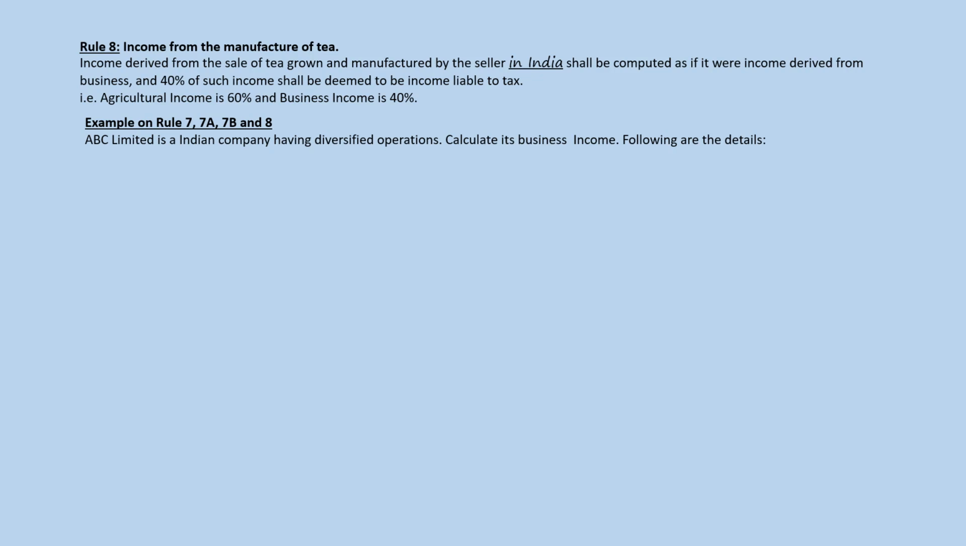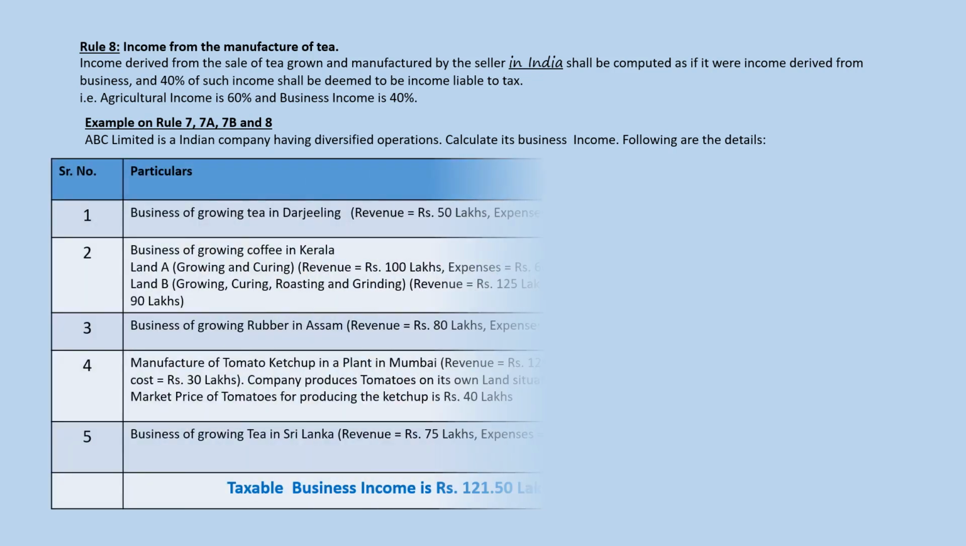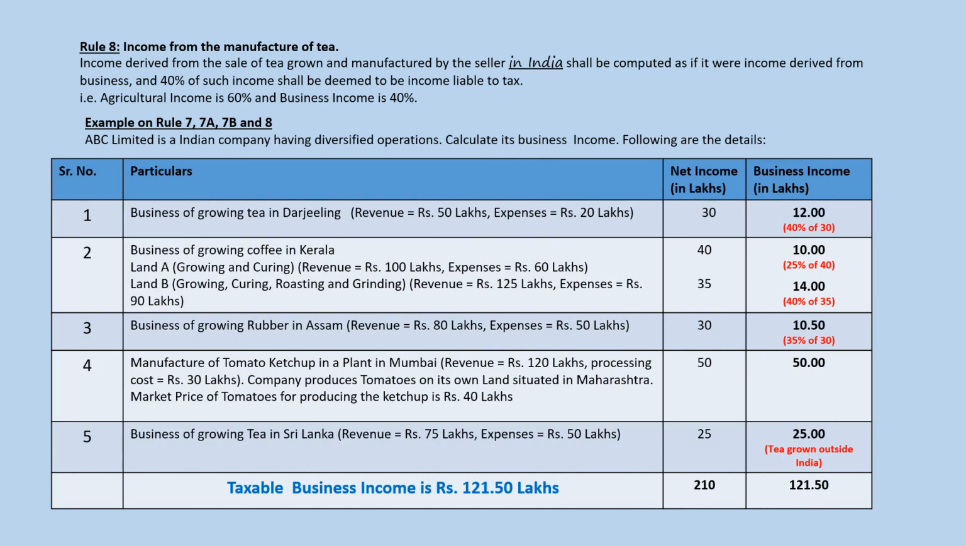ABC Limited is an Indian company having diversified operations. You have to calculate its business income. Following are the details. In serial number 1, business of growing tea in Darjeeling. This comes under rule 8. So 40% of net income of 30 lakhs, that is 12 lakhs, is business income. Serial number 2, business of growing coffee in Kerala. This comes under rule 7B. So in case of land which is for growing and curing, 25% will be treated as business income. So 25% of 40 lakhs, that is 10 lakhs, is business income.